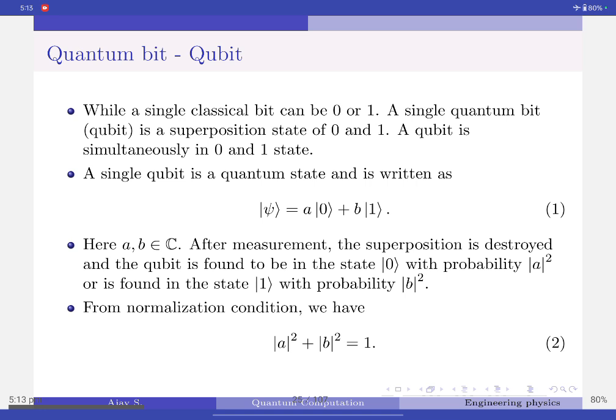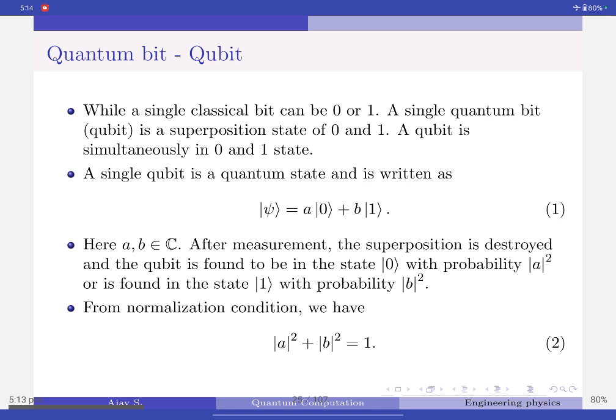A single qubit is a quantum state and is written as ket psi equals A ket 0 plus B ket 1. Here A and B are complex numbers in general. After measurement, the superposition is destroyed and the qubit is found to be in either the state 0 with probability modulus A squared, or in the state 1 with probability modulus B squared.